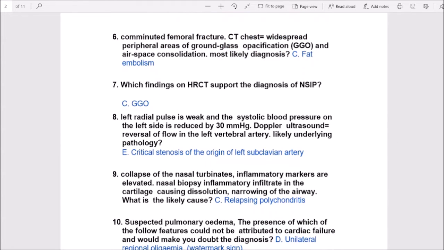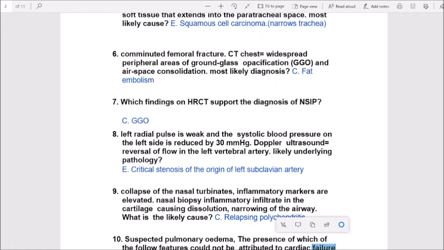Question 7, which imaging findings on HRCT support diagnosis of NSIP? Ground glass opacification. The NSIP looks like a glass pane. So NSIP shows ground glass opacification.